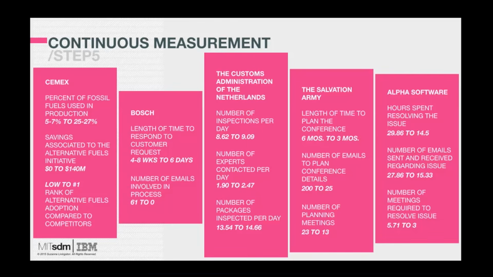For the customs administration, after using Kenis Connect, they increased the number of inspections per day slightly. They also increased the number of experts contacted per day, from just about 2 to 2.5. So they were starting to do more outreach with more experts. And then they were able to conduct an additional package inspection on average per day. For the Salvation Army, the length of time to plan their conference dropped almost in half. The number of emails required to plan the conference also dropped to a much smaller number, and the number of meetings that were involved also dropped.